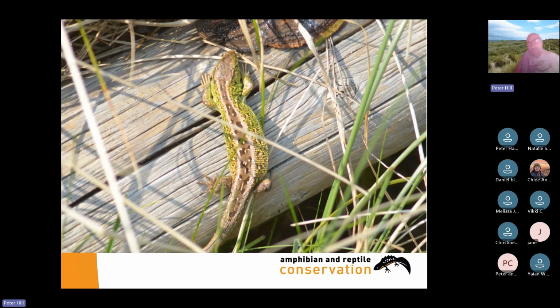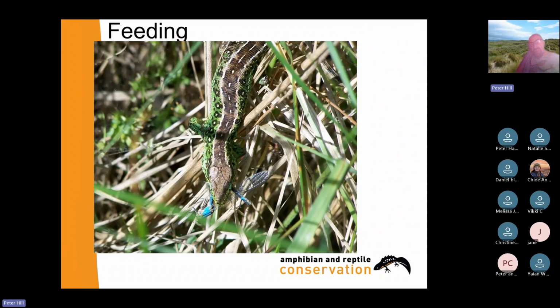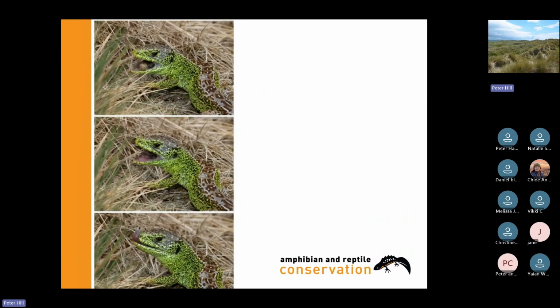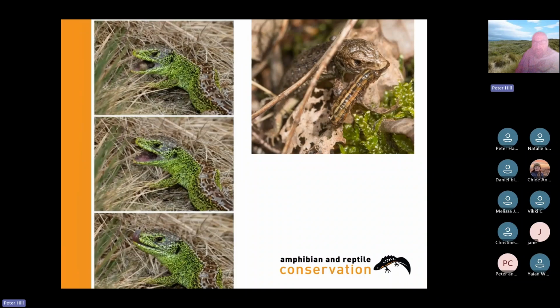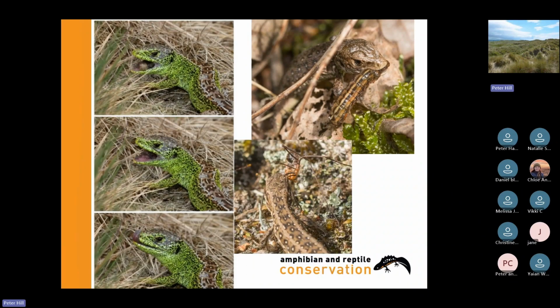They're so used to people walking by, people never see them. Feeding, invertebrates predominantly. Here's a male sand lizard quaffing down a damselfly. Sand lizards are the easiest for me to photograph, and for my colleagues and friends, feeding. They're much easier to photograph than common lizards once you know where they are.